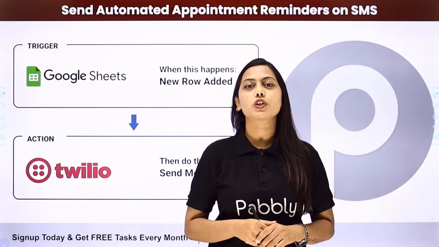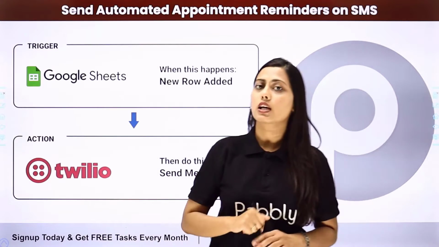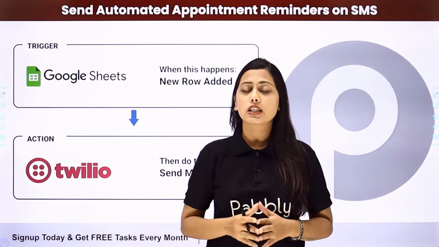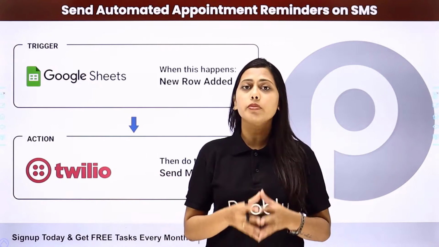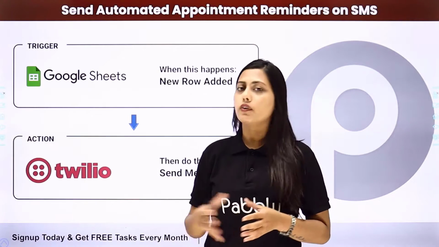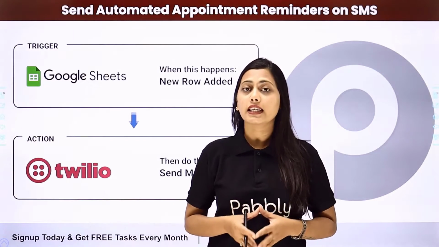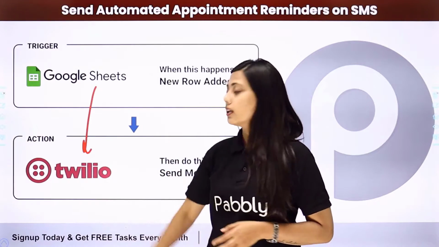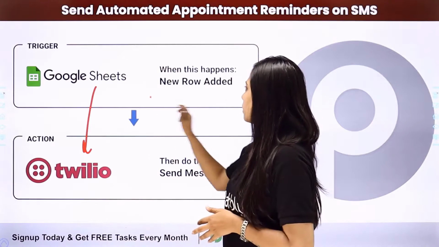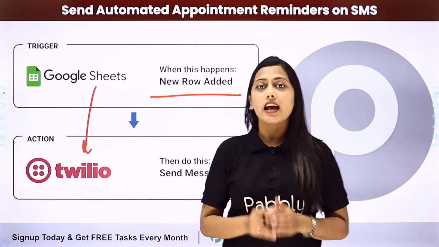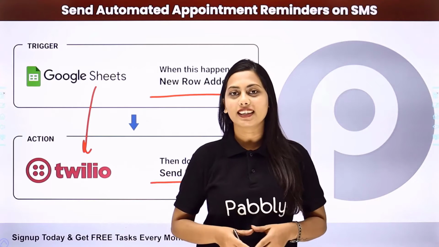Hello everyone, in this video we will learn how to send automated appointment reminders on SMS. So if you have collected all the data of your customers or your patients in your Google Sheet and you want to send them reminder SMS through Twilio, then rather than doing this work manually, you can create this automation. By creating an integration between these two applications, this automation will be created with the help of Pabbly Connect, where our trigger will be the new row added in Google Sheet and our action will be to send message using Twilio. Let us learn how to do that.